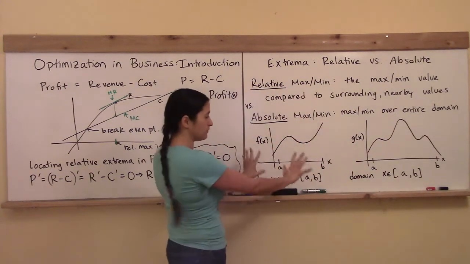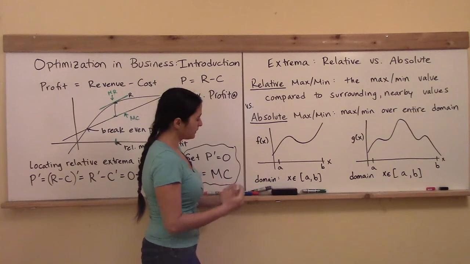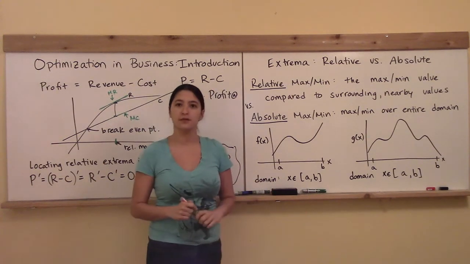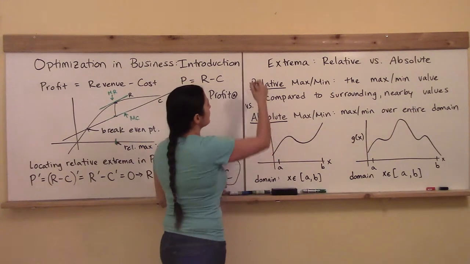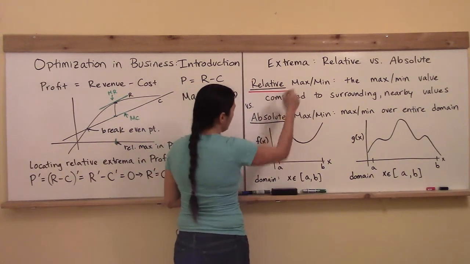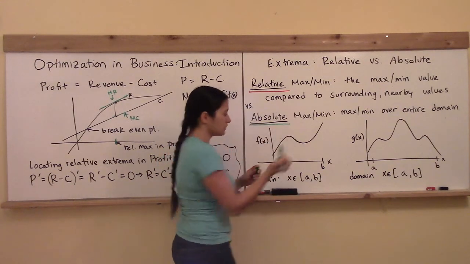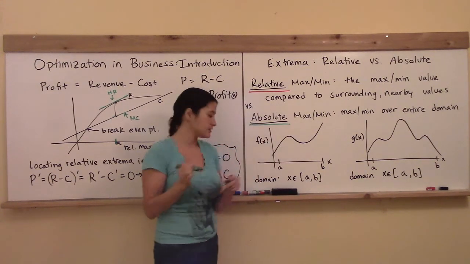Okay, so I've got two different functions here that I've drawn, and I'm going to show us what's the relative and the absolute extremas on each one of these functions. I'll pick out the relative maximas and minimas in red, relative in red, and then absolute, I will pick those out in green so we can compare and contrast.